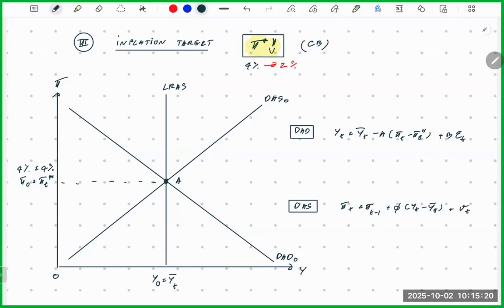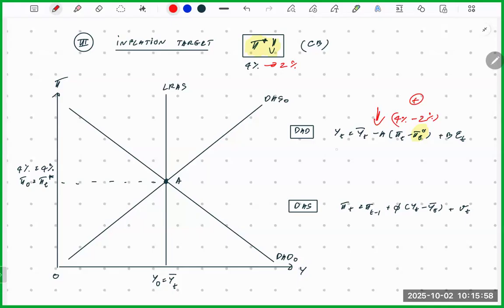Okay. So what happened? Look at the DAD equation. The inflation target is here, pi star. We lower the inflation target from 4 to 2%, which means right now inflation is 4, but the inflation target is 2. So what does it mean? It means inflation is too high, higher than the new target, right? The bracket here is positive. In front of the bracket is negative, which means the right-hand side is going to be lower.